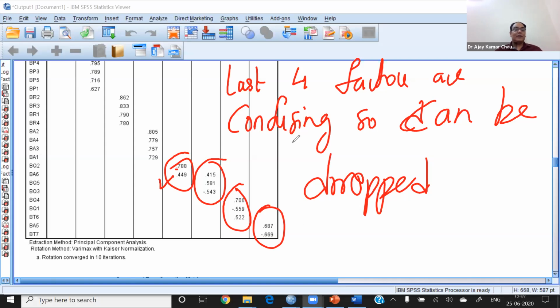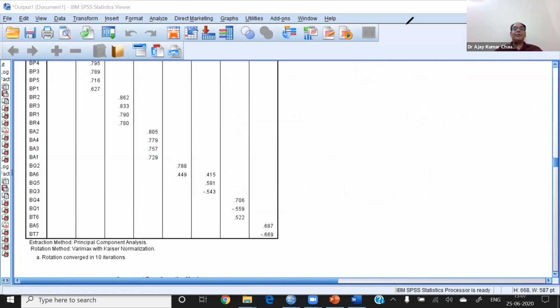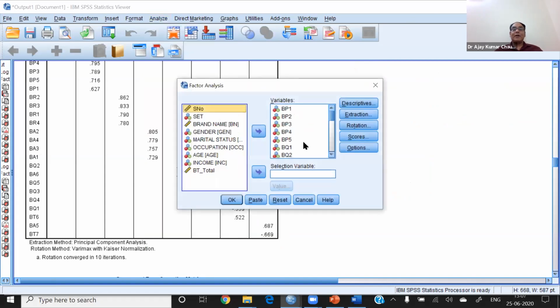So I started with factor number 8, BA5, BT7. Let me analyze again. I have to remove these items. BT7 first of all, I have to remove. Then BA5 I have to remove, and then BT6, BQ1, BQ4, BQ3, BQ5. BQ is not coming significantly.